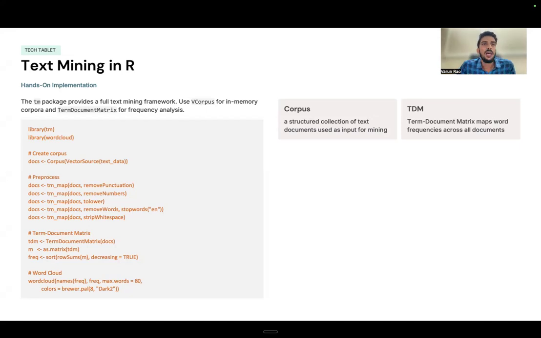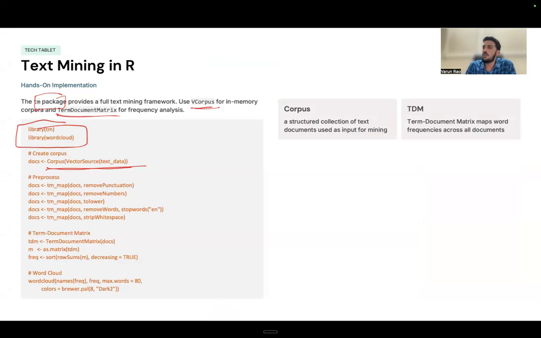Okay, now this package that is TM, which is for text mining, it uses VCorpus and term document matrix for frequency analysis. Now, what are these? These are libraries, TM, word cloud. Now, once they are loaded, you're taking a corpus, which is the input that you have, text underscore data. You can create a text of your own choice, like a couple of paragraphs, or you might want to create 20 sentences. It's completely your choice.